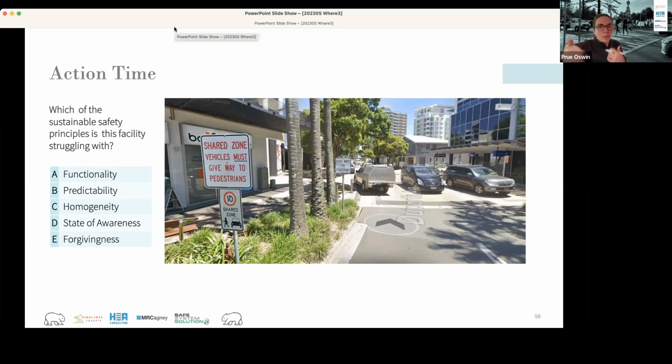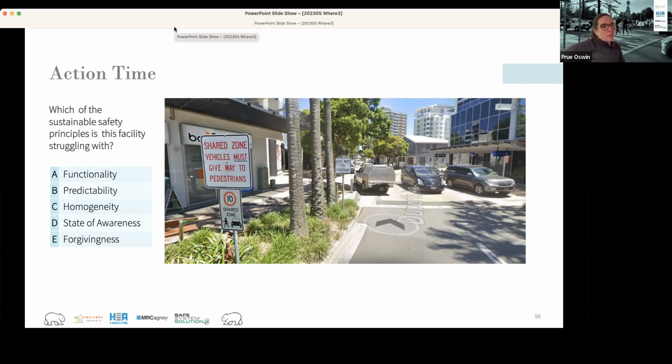Yep, we've obviously got a lot of traffic, and we've got a shared zone. It's trying to do a few too many things at once. C, homogeneity. Yeah, it's trying to create that 10 kilometers an hour zone, but they're not going 10. We're probably getting it to about 30. A, B, D. Yes, predictability is an issue, so I'll put that in there as well. State of awareness is D, so that's a good call as well.